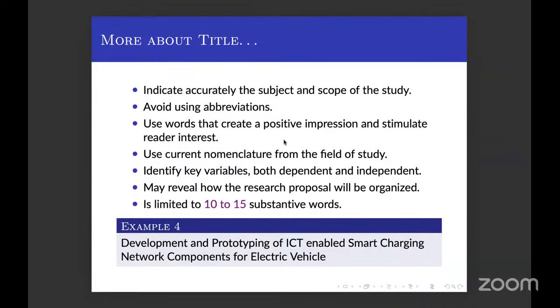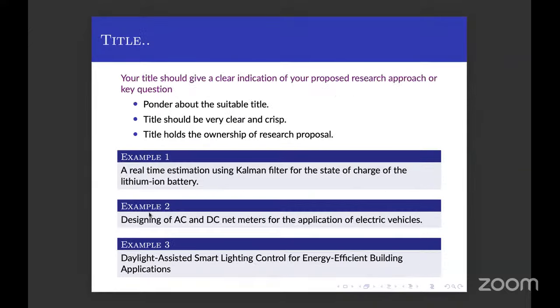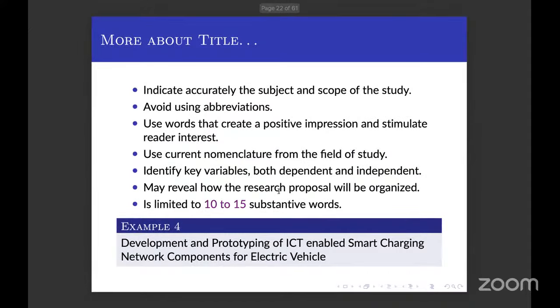Use words that create a positive impression and stimulate reader interest. While reading, designing of AC and DC net meters for the application of electric vehicles is very clear and very simple, and people will understand that this title is going to convey some meaning. Use current nomenclature from the field of study. Very common nomenclature, you should use. Identify key variables, both dependent and independent. I'll give you an example of what is dependent and independent. It should be limited to 10 to 15 substantive words, not more.